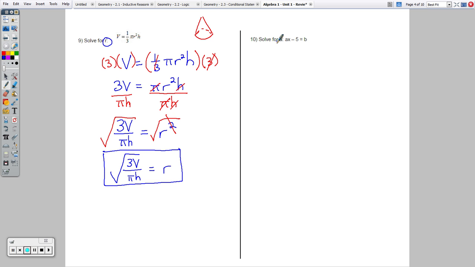Number 10, solving for a now. I'm going to rewrite that equation. ax, a times x in other words, minus 5 equals b. How can I get a by itself? I actually think this one's a little easier than this one. So if we add 5 to both sides, the 5's will cancel. Nice. And then we'll have ax, this is gone, equals b plus 5.